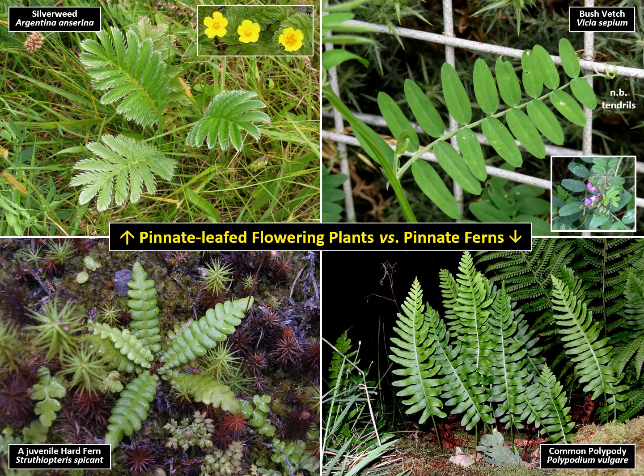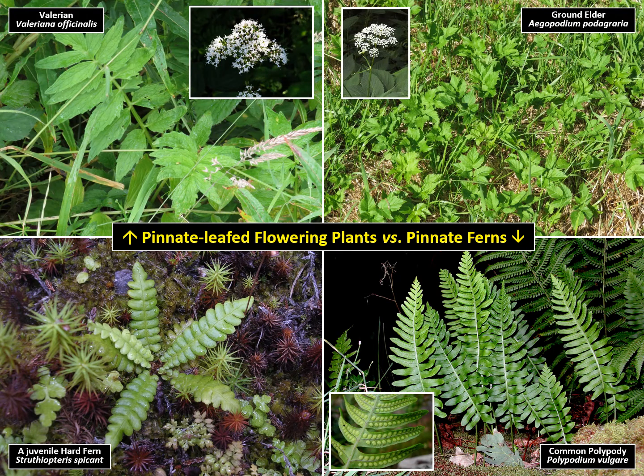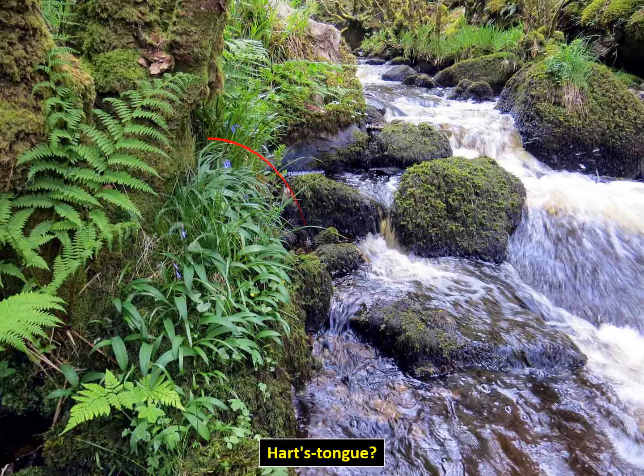Once divided, what we call pinnate leaves of flowering plants might for a short while be indistinguishable from fronds of pinnate ferns such as hard fern, especially when juvenile, and the polypodes. As well as lacking flowers, young hard fern has no giveaway sori, but polypody surely does, so check behind the fronds. Is this strap-leafed plant hart's tongue fern?